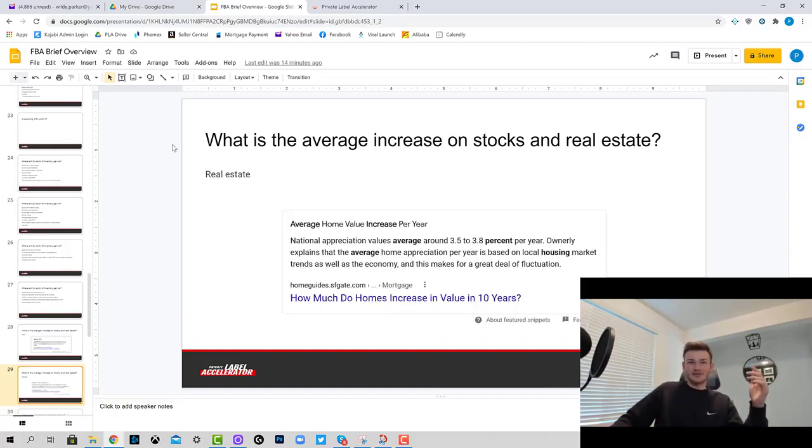What about real estate, right? The average home value increase per year is around 3.5 to 3.8% per year. Now, I know some of you may argue, well, I'm going to rent out the house, totally fine. Yeah, you will make a little bit more in that scenario.